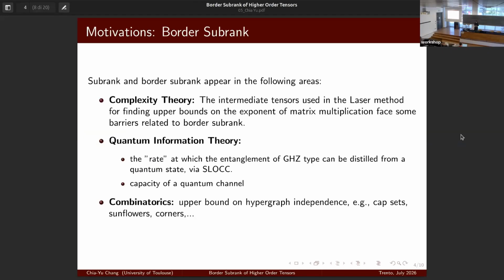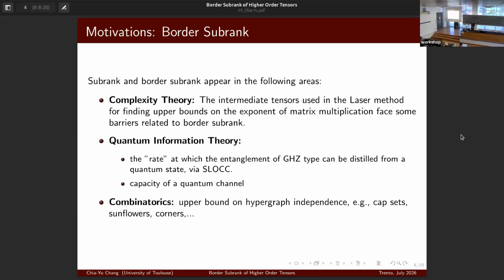And now I want to talk about motivation, why we care about border subrank. Here I list three. Subrank and border subrank were first introduced by Strassen in studying the complexity of matrix multiplication. There's a method called the laser method, which is used to find upper bounds on the complexity of matrix multiplication, and it uses some intermediate tensors.